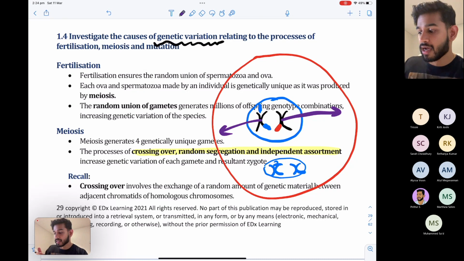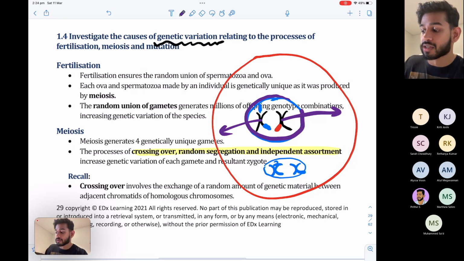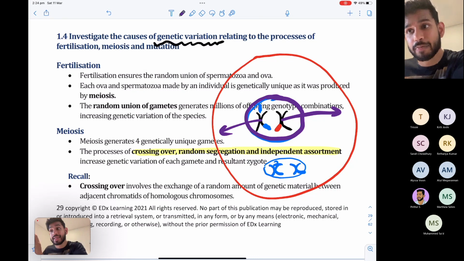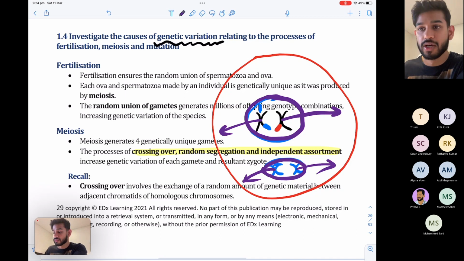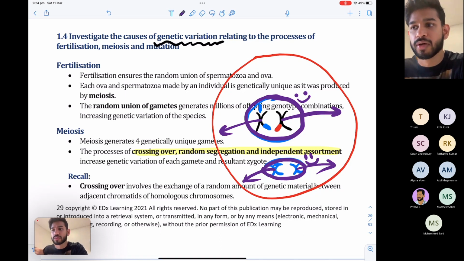Independent assortment says the random segregation of one pair of homologous chromosomes is completely independent to the random segregation of another homologous pair of chromosomes. What these two chromosomes do is completely independent to what these two chromosomes do. They're in their own world. Kind of like you and your best friend and me and my best friend. What we do is completely independent to one another, but the activity of you and your friend is dependent on each other because you both decide what you want to do. Whereas a completely different pair make a completely independent, different decision.